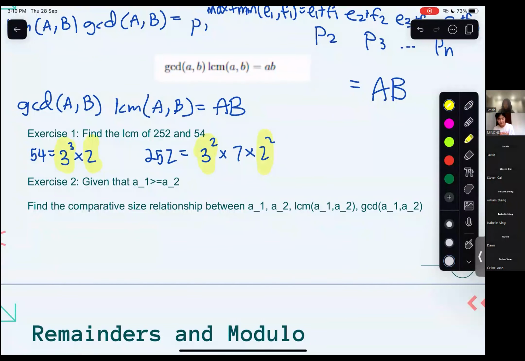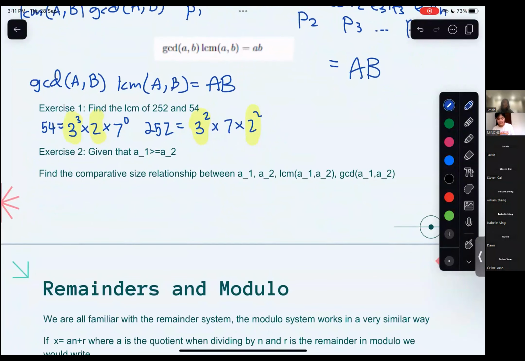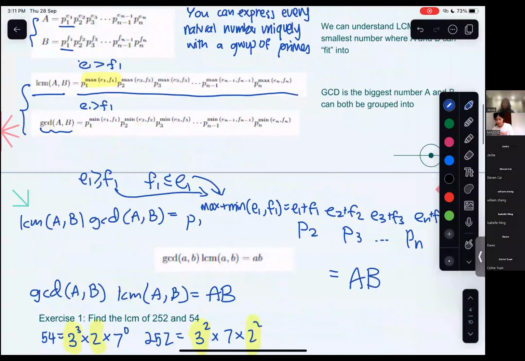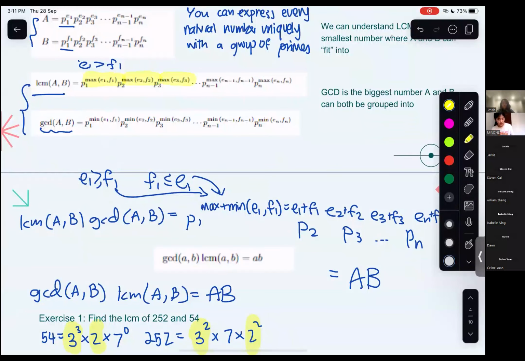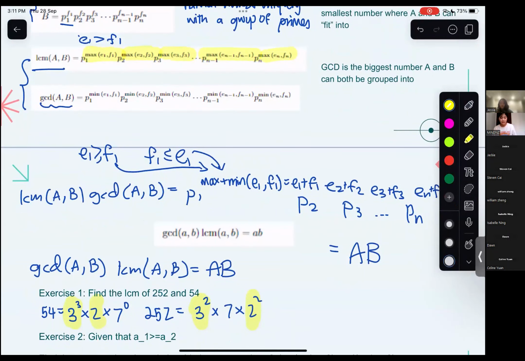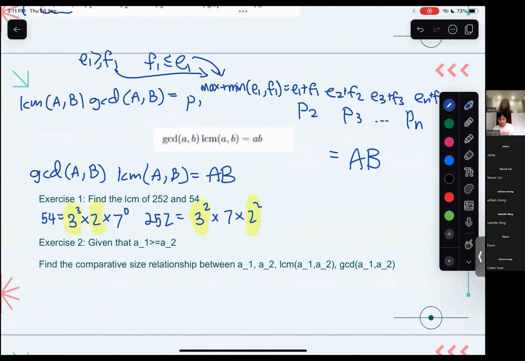So we can actually write this as 7 to the power of 0, because we know that an integer to the power of 0 is just 1, right? So we can write it like this to make our lives a bit easier. Okay, and then we remember, what does LCM mean? Well, for LCM we want to take the maximum of each power, right? GCD would be the minimum, but for LCM we want the maximum because we want to fit everything inside. So it needs to be sufficiently big enough.